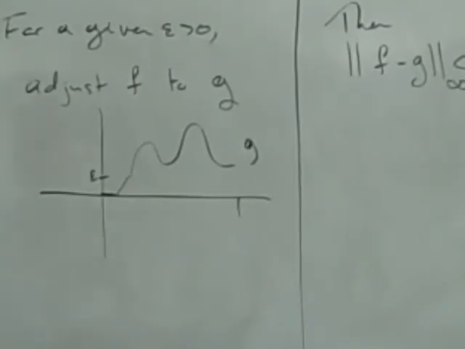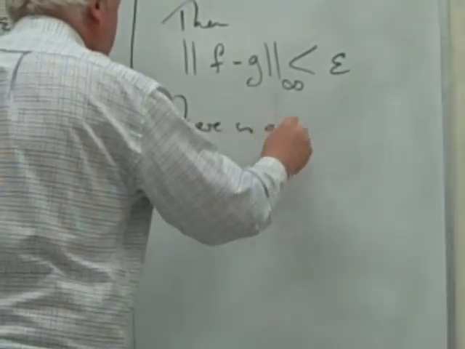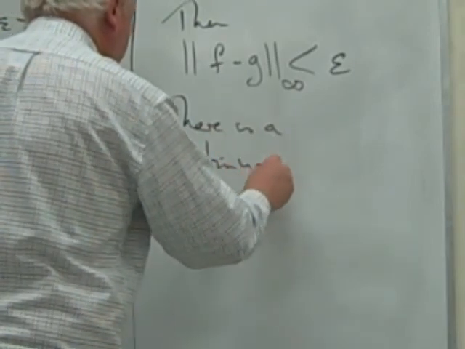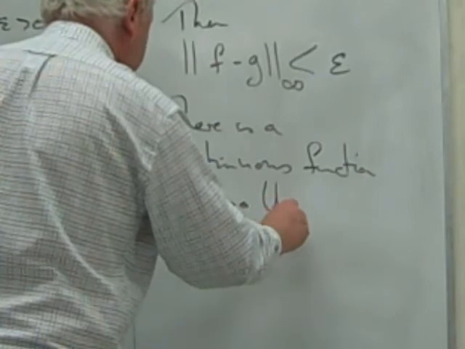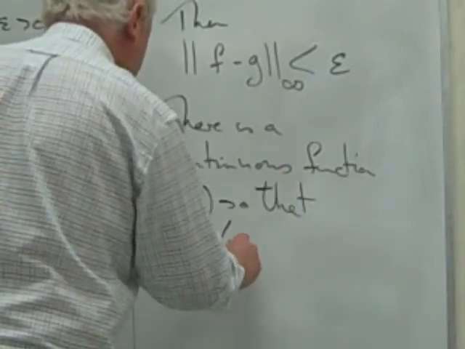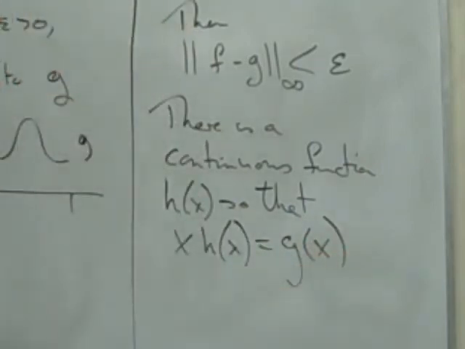Now the purpose of doing that, normally I can't take a function and divide by x and expect to have a continuous function. But in this case, I can, because dividing by x is only a problem at the origin, and this function is uniformly 0 for a while. So there is a continuous function h of x, so that x times h of x is equal to g of x. And that's possible purely because I have the function g vanishing on an interval that contains 0.